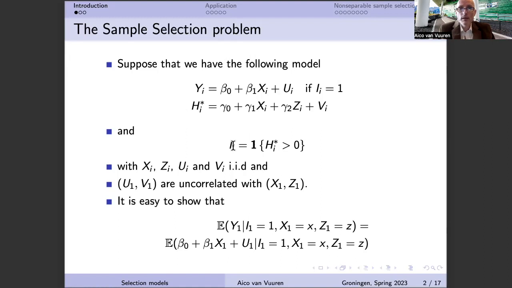We are going to make a couple of different assumptions with respect to this model. First of all, x_i, z_i, u_i, and v_i are going to be i.i.d., just for convenience. And in addition to that, we're also going to assume that u_i and v_i are uncorrelated with x_i and z_i.